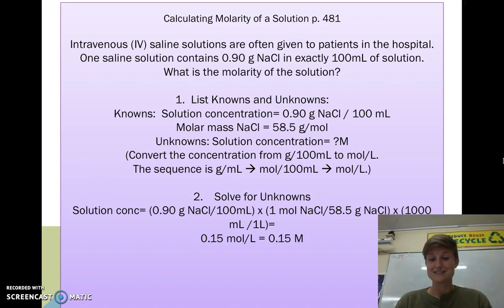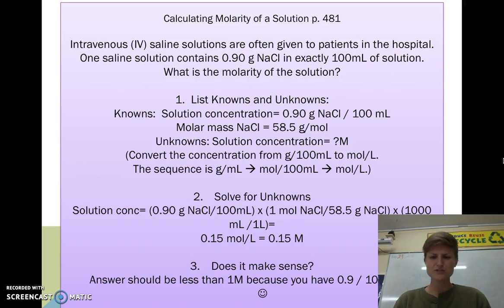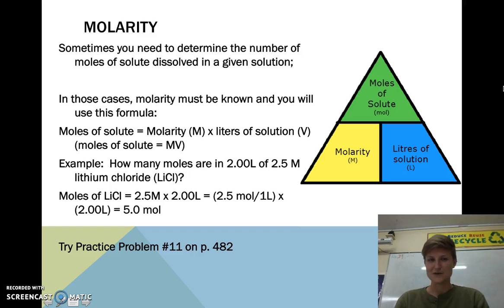And your answer is 0.15 moles per liter, or 0.15 molars. And we would call it molars. So number 3 is, does this make sense? And the answer is it should, because you should have an answer less than 1 molar, and you do, because you have 0.9 over 1,000, which is here behind my head a little bit. Sorry. Okay, so then we move on.